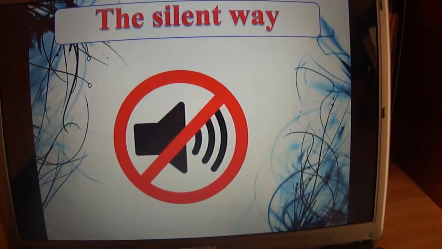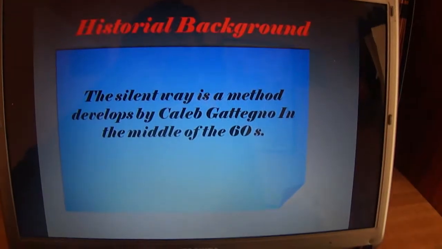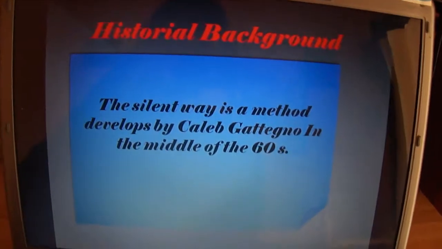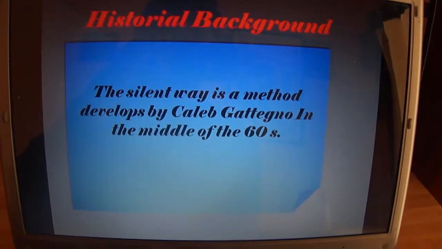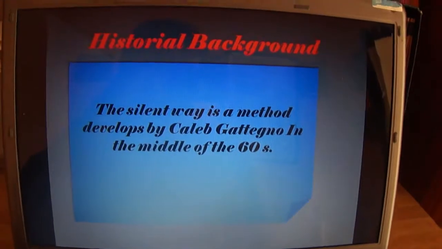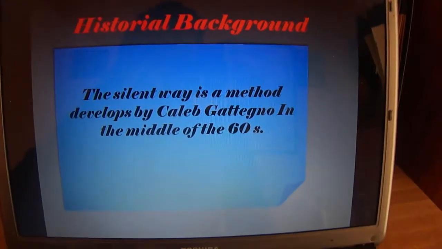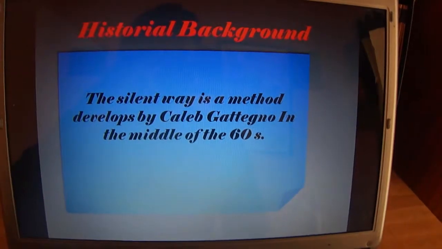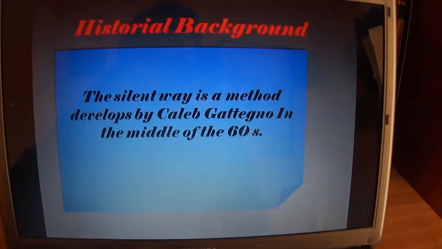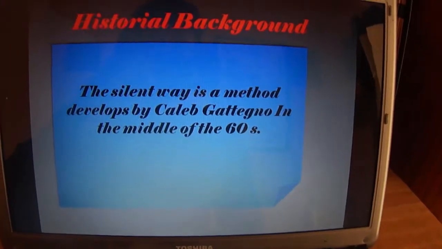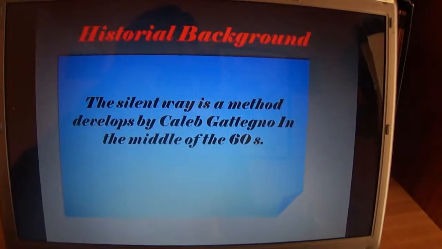Well, let's continue. Historical background. As we know, the Silent Way was developed by Caleb Gattegno in the mid-1960s. He was a mathematics teacher. He was trying to find a methodology to teach English the same way as in mathematics, solving problems with certain formulas.